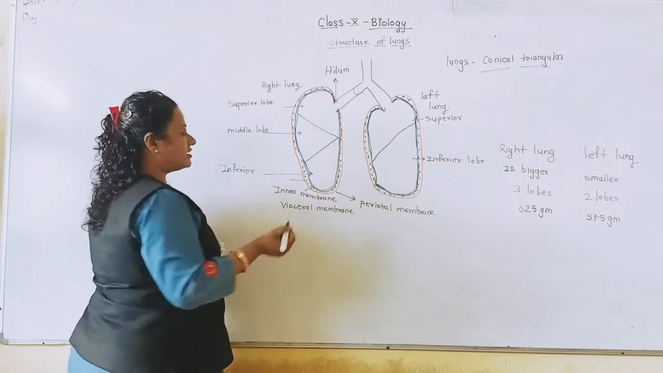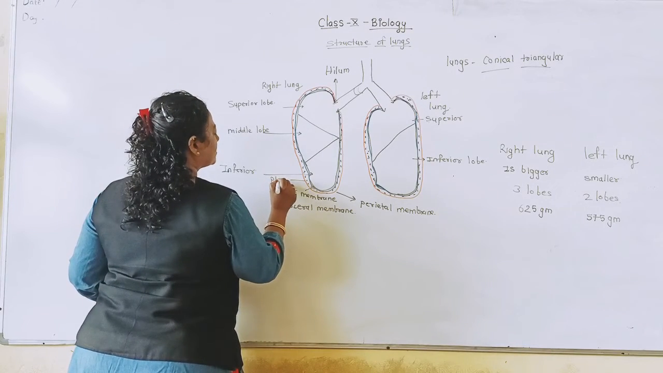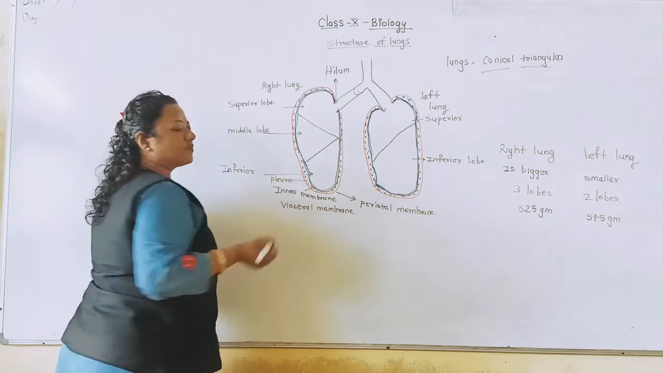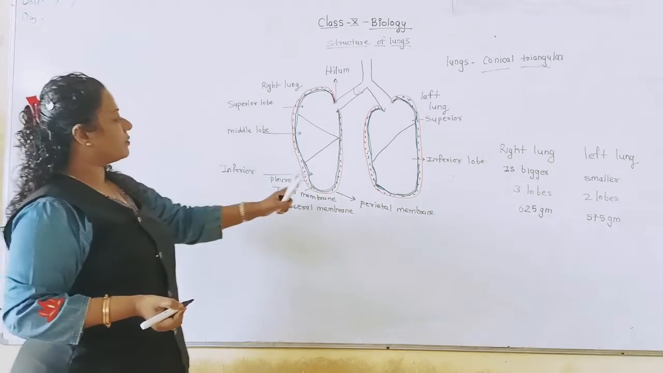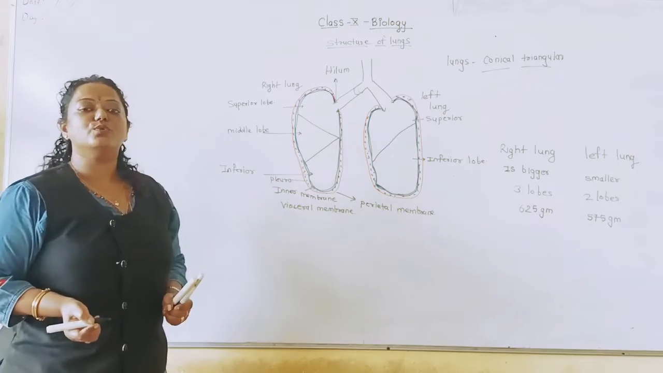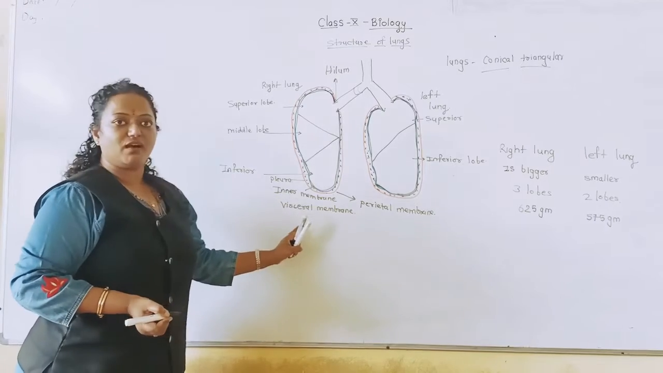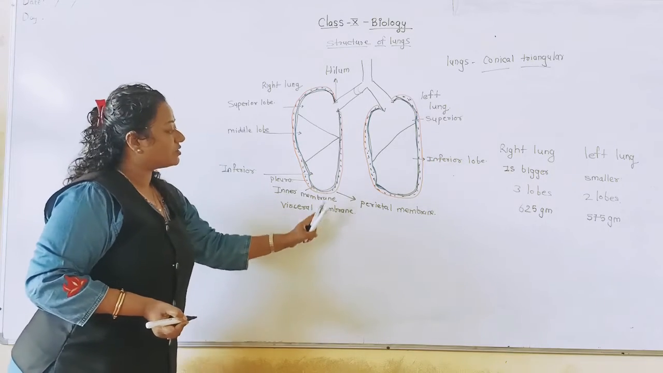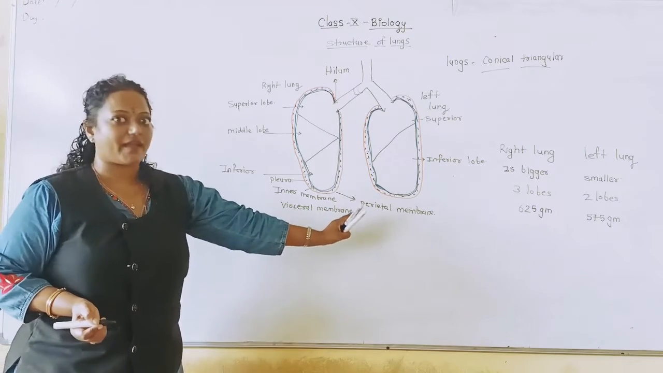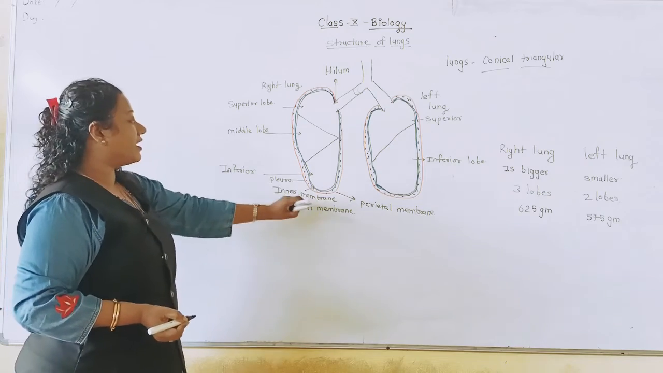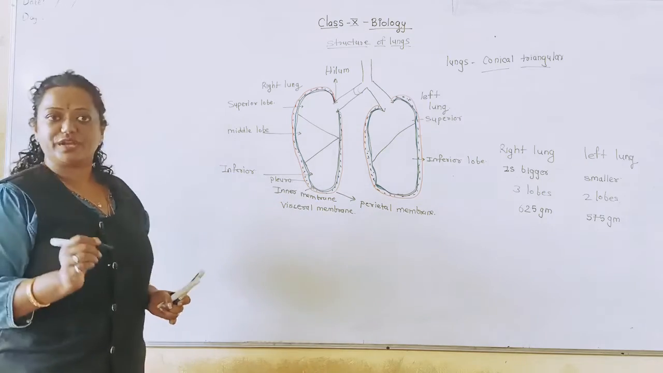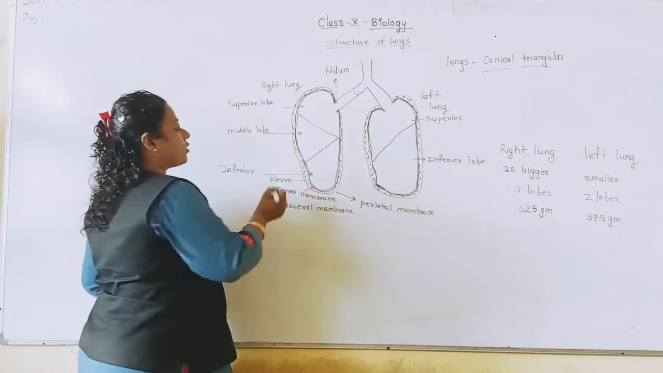That fluid is called pleura. That fluid is called what? Pleura. And these membranes are called the pleural membrane. Okay? The inner membrane is called the visceral membrane. The outer membrane is called what? Parietal membrane. And in the middle there will be a fluid. That fluid is called what?